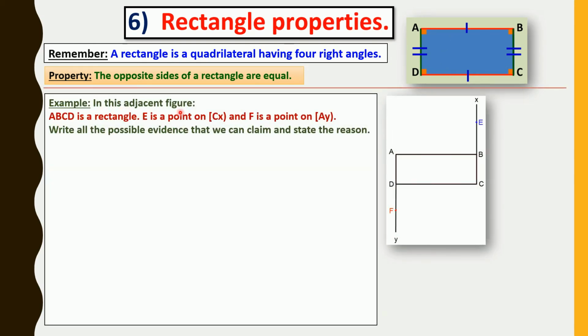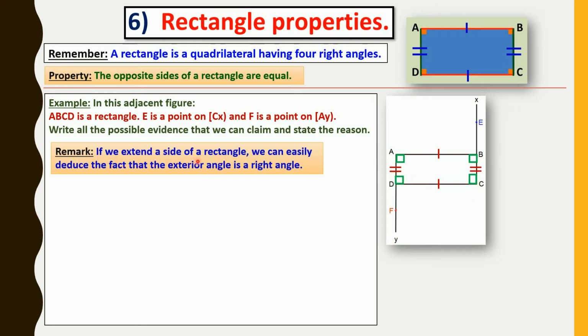Example: in this adjacent figure, ABCD is a rectangle. As you see, E is a point on the semiline CX and F is a point on the semiline AY. Write all the possible evidence that we can claim and state the reason. So using the definition of a rectangle, we can claim that the 4 angles are in fact right angles. Also, we can claim that the opposite sides AB and DC are equal. AD and BC are also equal.